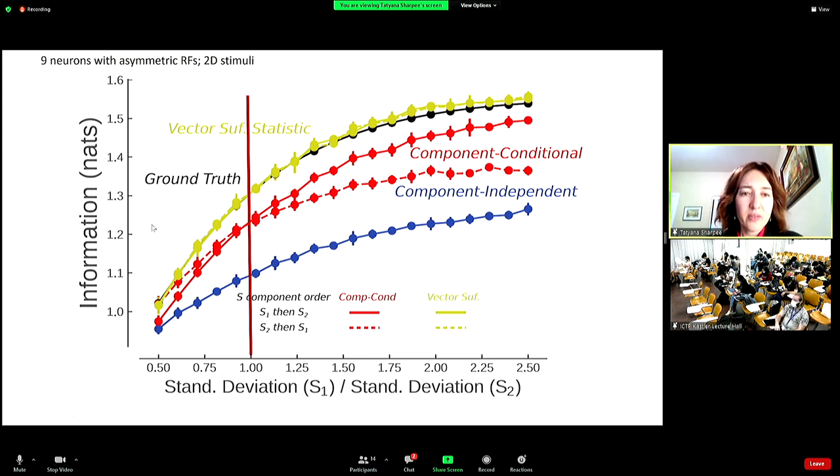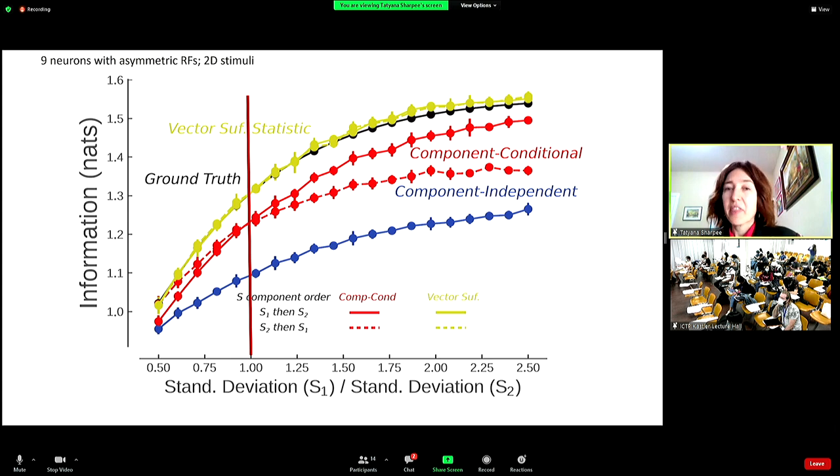What is shown here: we can look at the x-axis, which is the ratio of the standard deviation in component 1 over component 2. In the case where the first stimulus component has smaller variance than the second one, the dashed line is better, and it corresponds to starting with component S2 and then S1. So we first evaluate the information with respect to the component of largest variance, and then add the component of the smallest variance conditional on the larger variance.